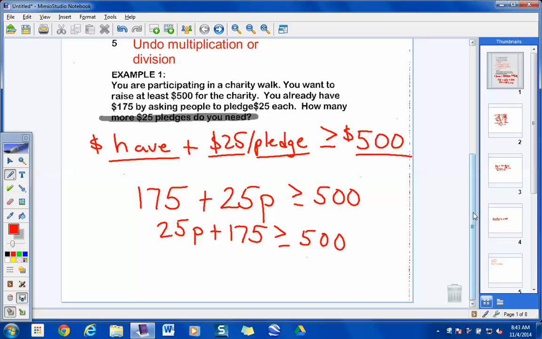Do I have variables on one side or two sides right now? Two sides. Careful. Just have the variable on the one side. That's a good deal. So now I'm at that point. Undo addition or subtraction. Any addition to take care of to isolate P? So subtract the 175, right, Taryn?